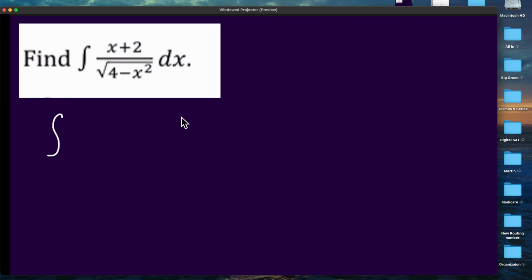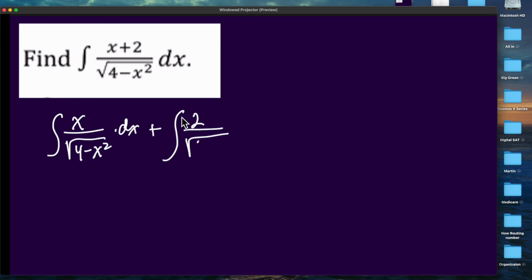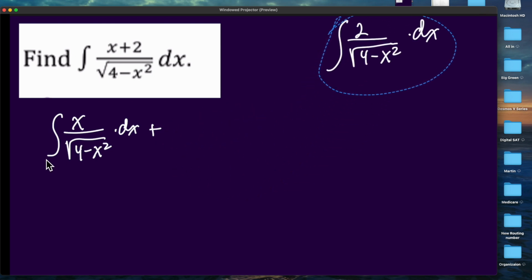but we can go ahead and create two different integrals. So we're going to have the integral of x over the square root of 4 minus x squared dx plus the integral of just the 2 over the square root of 4 minus x squared dx. Okay, looking at this first integral, we see the construct again in the denominator. However, we see the x in the numerator that we're not used to seeing when we use this technique. We're used to seeing a 1 here, or the dx in the numerator.